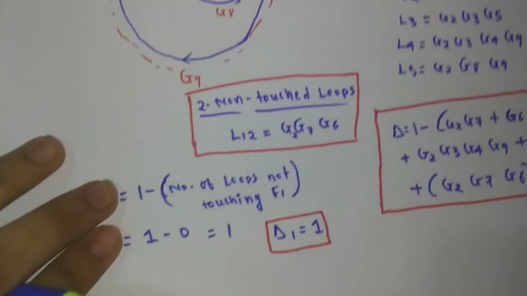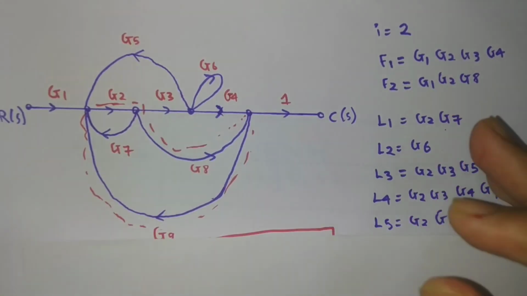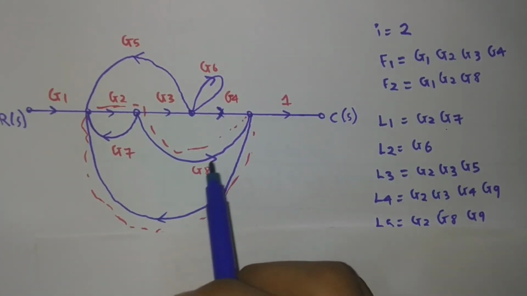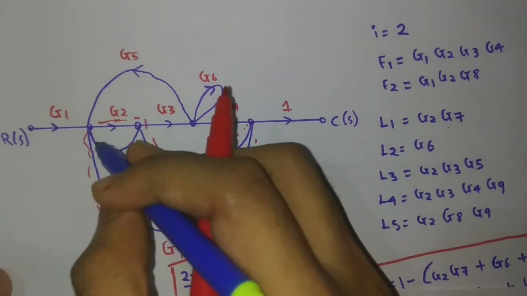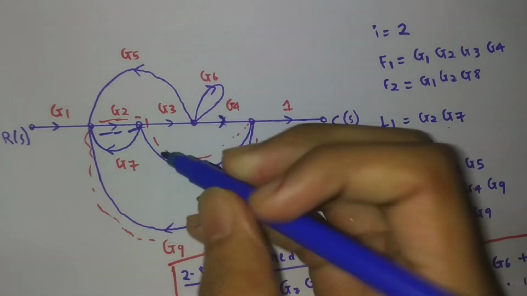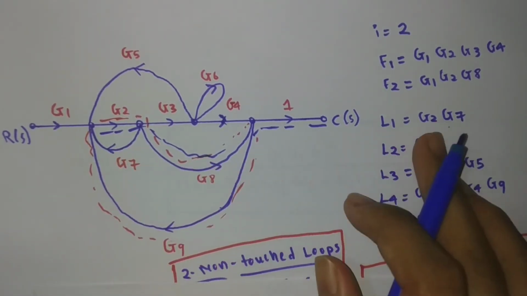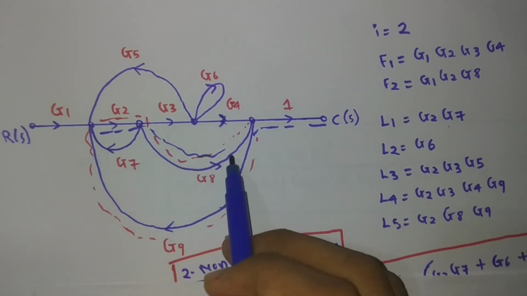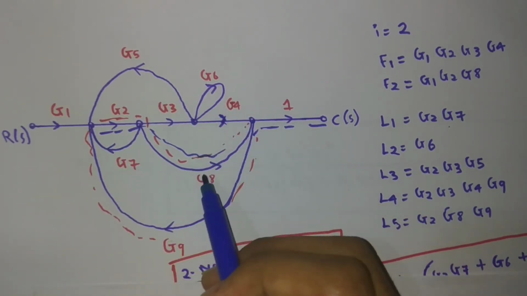Now we have to find the value of delta 2. Delta 2 means we will have to consider the second forward path, that is F2. Now F2 is G1, G2, G8. You can see this from here, this path to this path, and it is going this side. This is the second forward path F2. So you can see the G6 loop is there, it is not touching this path, G1, G2, G8. So this one is not touching it in any sense.